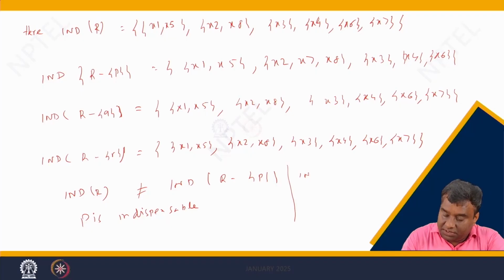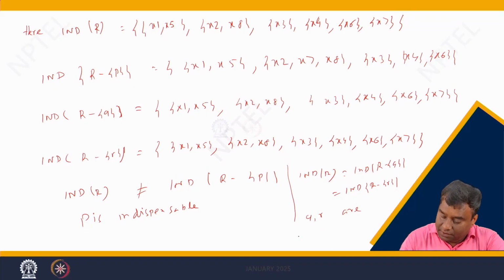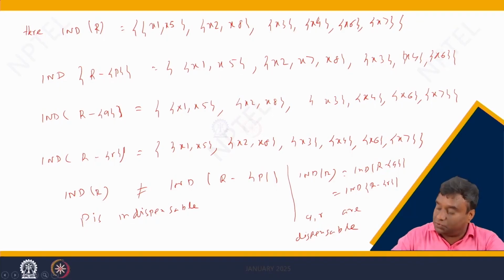The indiscernibility relation of R is equal to the indiscernibility relation of R minus Q, and this is also equal to the indiscernibility relation of R minus r. See, these are equal, so Q and R are dispensable. So this is the concept of indispensable and dispensable. I hope you've understood these things.